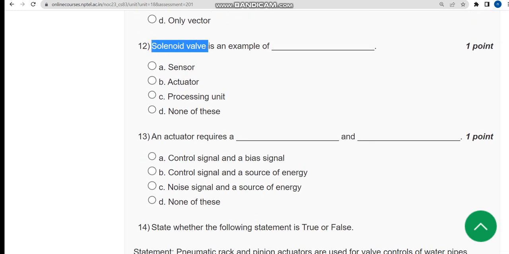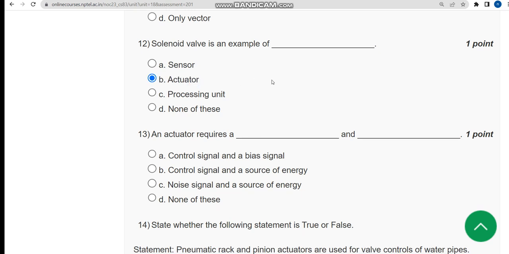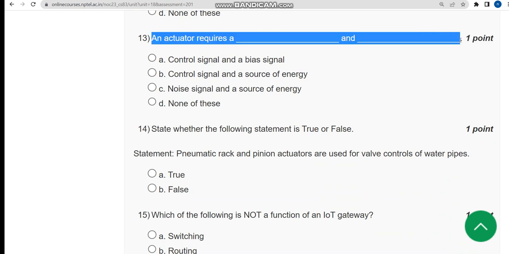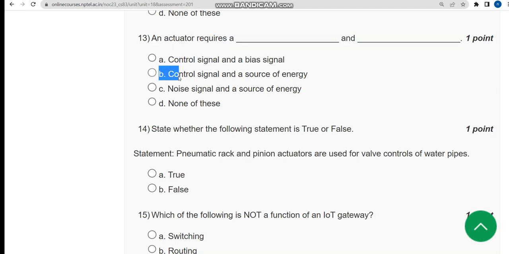Solenoid valve is an example of what? So the answer is, it's an example of an actuator, option B. Next, moving on to the 13th question. An actuator requires dash and dash. So the answer is option B, control signal and a source of energy.